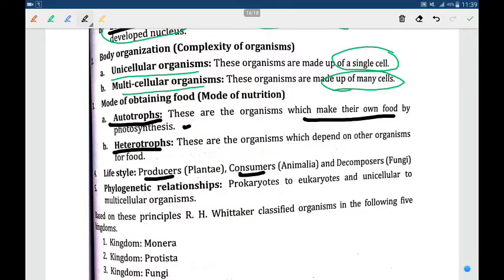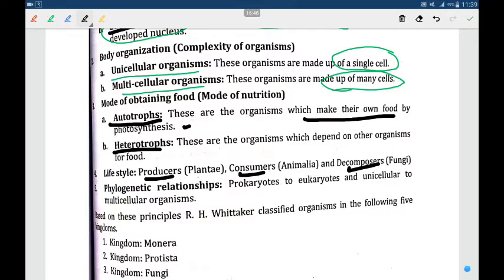Okay. Now, producer, consumer, and decomposer. Producers can make their food themselves. Consumers depend on others for their food. Decomposers change complex body parts into simpler ones. Example of producers, green plants. Example of consumers, animals, and example of decomposer, fungi.